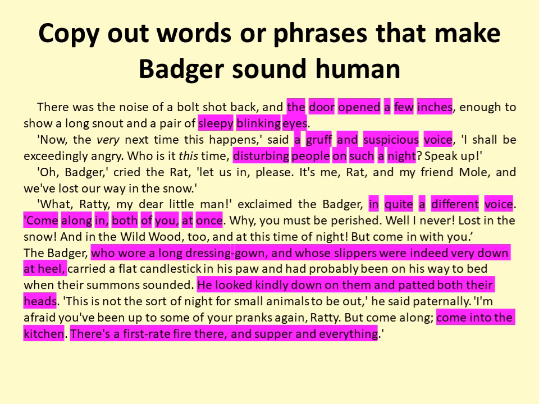So don't worry if you've got slightly different phrases or words, these are just the ones I've picked out. The door opened a few inches, sleepy blinking eyes, a gruff and suspicious voice, disturbing people on such a night, in quite a different voice, come along in, both of you at once, who wore a long dressing gown and whose slippers were indeed very down at the heel. He looked kindly down on them and patted both their heads. Come into the kitchen, there's a first-rate fire there and supper and everything. So if you didn't get any, please make a note of what's on the slide.